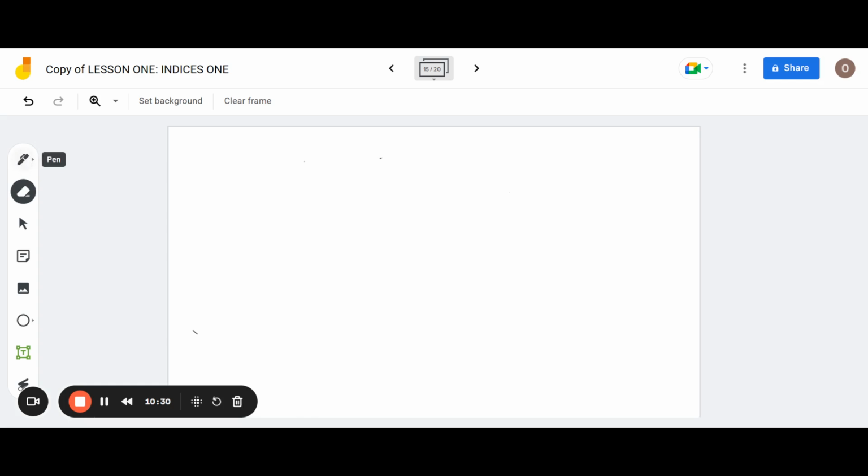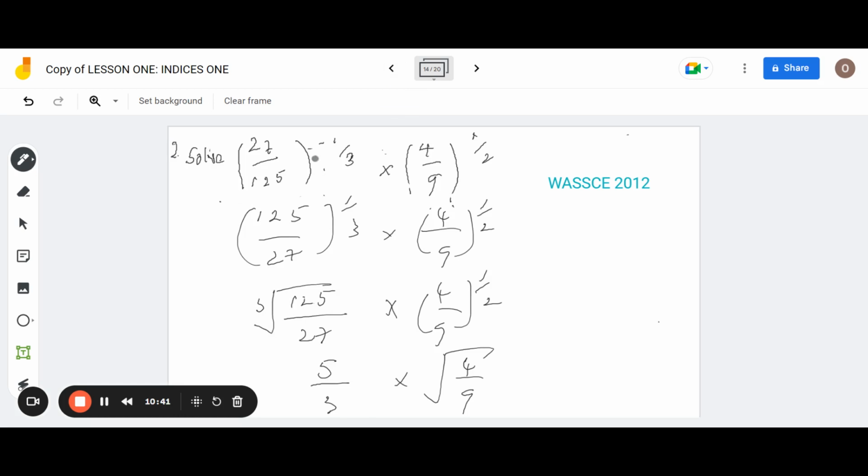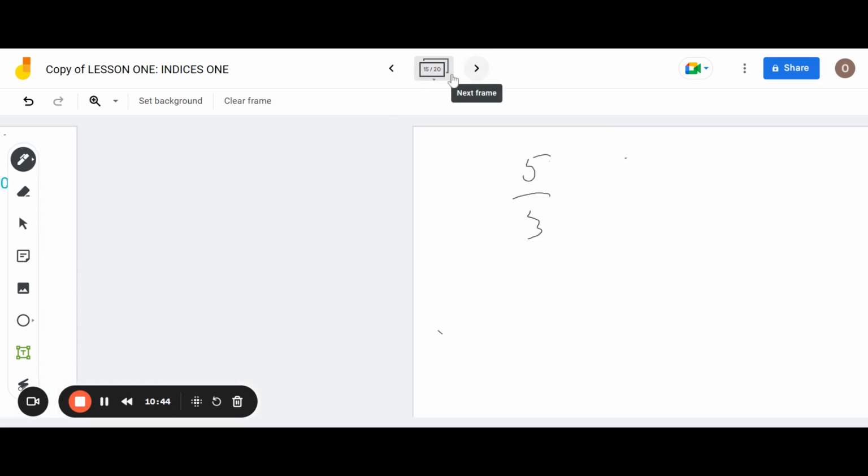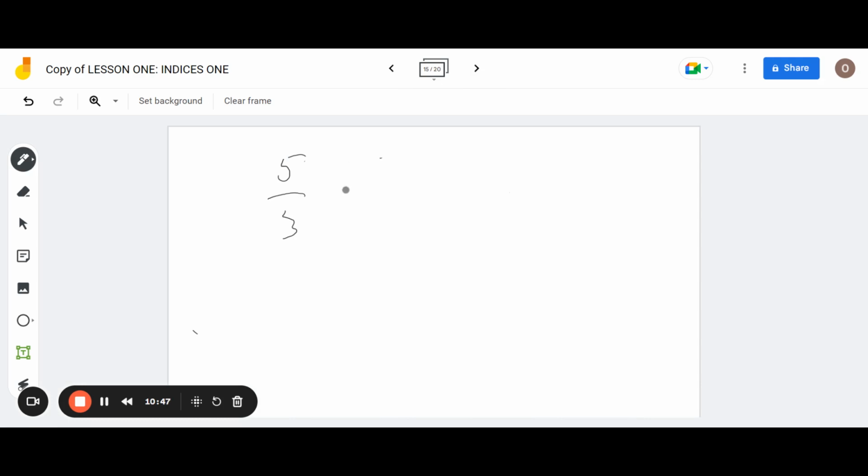It's giving us 5 over 3, as we have in the last page. Last page we have 5 over 3 times 2 over 3, which is square root of 4 over 9 times 2 over 3. And this will give us 10 over 9, which is 1 whole number 1 over 9 as the answer.